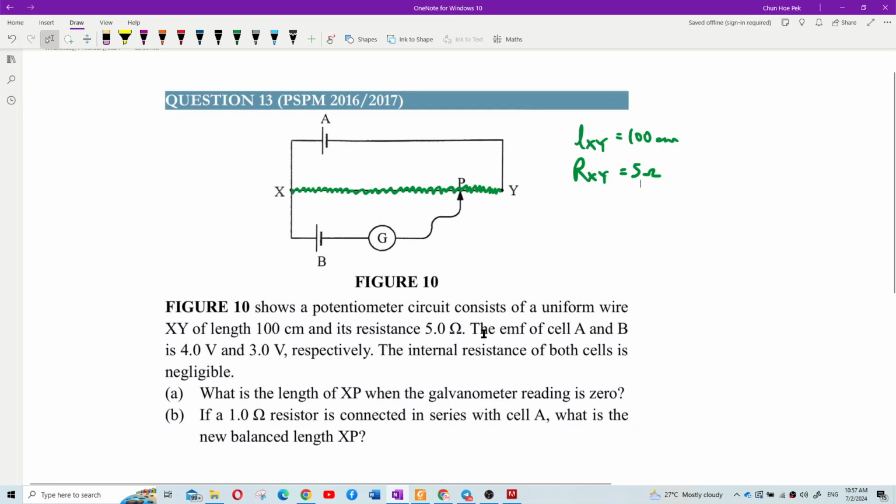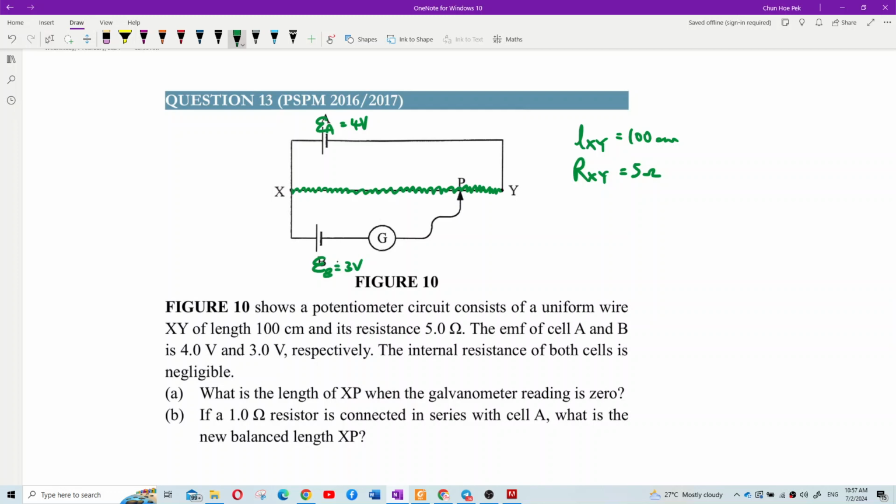Now, he's saying that the EMF of cell A and B is 4 and 3 volt. So here you can see two batteries. Battery A is 4 volt. This is actually EA, 4 volt. This is EB. EB is a smaller battery, 3 volt.